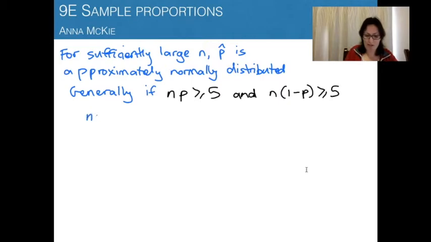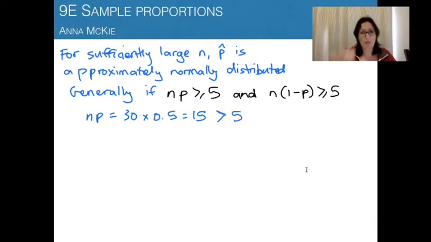So what's our n multiplied by p? Our n was 30 trials, and our chance of having a tail is 0.5, and that gives us 15, which is greater than 5. So that now gives us permission to use the normal approximation in this case. So our probability statement would be, what is the chance that p hat is going to be greater than or equal to 65% of those 30 trials will be tails.